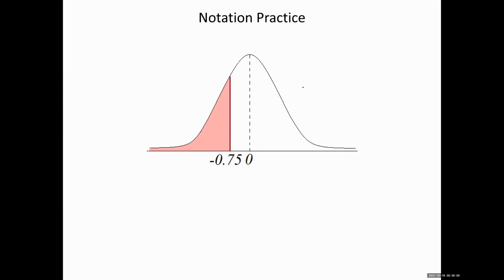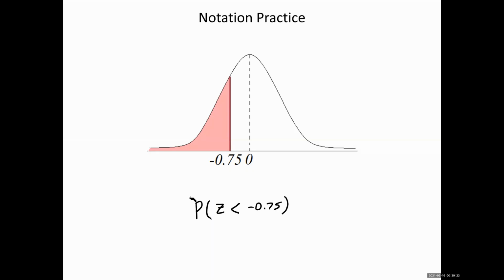P parentheses, Z less than negative 0.75, and then you close the parentheses. Exactly, perfect. So again, it's an area, so it's a probability of something. This time, if you look at the picture, we're shading to the left. When you shade to the left, you're going to put in the parentheses Z first and less than the number.